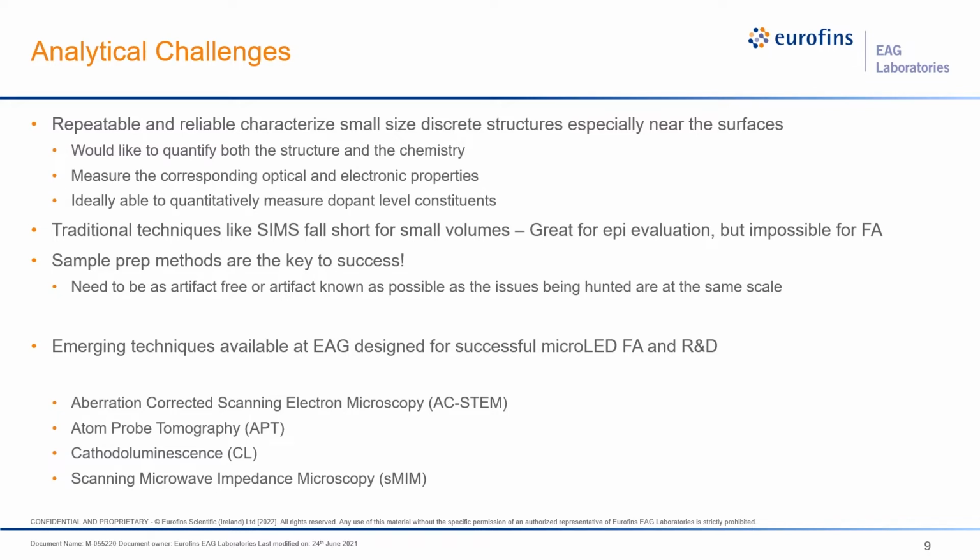So today, I'm really going to talk about some emerging techniques, mostly microscopy here, available at EAG that are designed for successful micro-LED FA and R&D. We actually have a wide variety of techniques that are available. But today we're going to focus on aberration-corrected scanning transmission electron microscopy, or AC-STEM. We're going to talk a bit about atom probe tomography, cathodoluminescence, and scanning microwave impedance microscopy, which is an AFM technique.